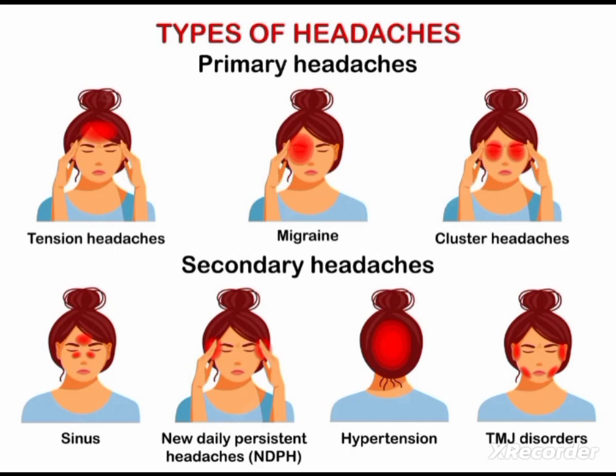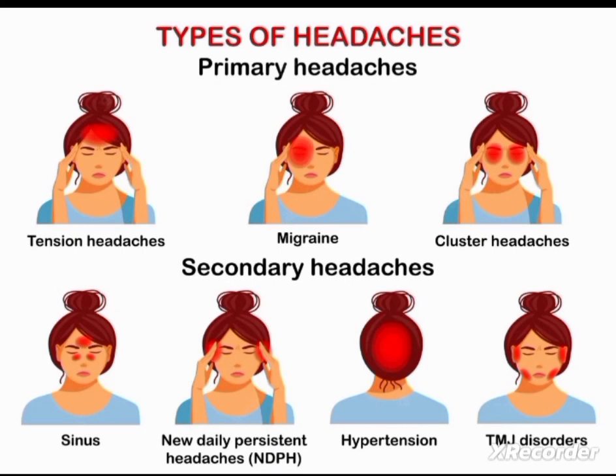It may occur as a result of sustained and painful contraction of the muscles of the scalp and neck. Tension type headache mainly occurs due to a sustained and painful contraction of muscles of the scalp and neck. And here there will be a chance for photophobia.